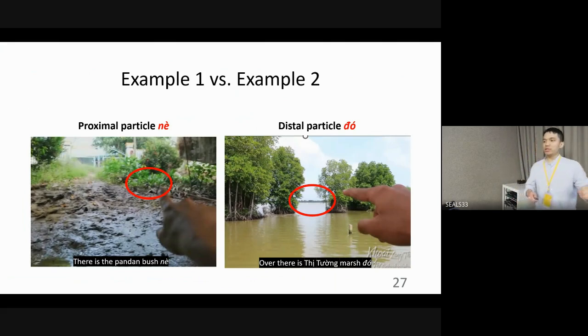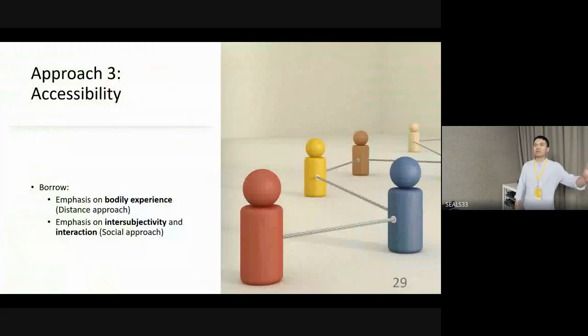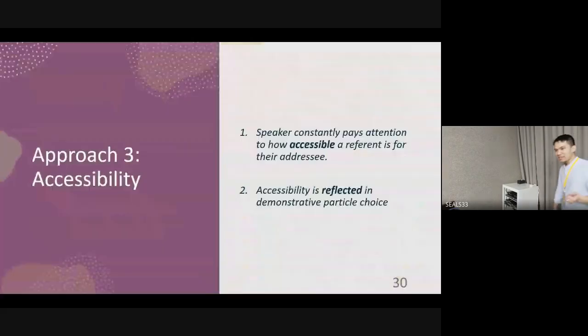So the goal of my study is to understand the reason why we see this inconsistency in Vietnamese. What I do here is try to put forward a third approach, which I refer to as accessibility, right? This concept does not really pick a side or oppose any of the previous approaches, but it's actually an extension or a combination of both approaches. It borrows the emphasis on bodily experience in the distance approach, and it borrows the emphasis on intersubjectivity, multiple perspectives, and interaction from the social approach.